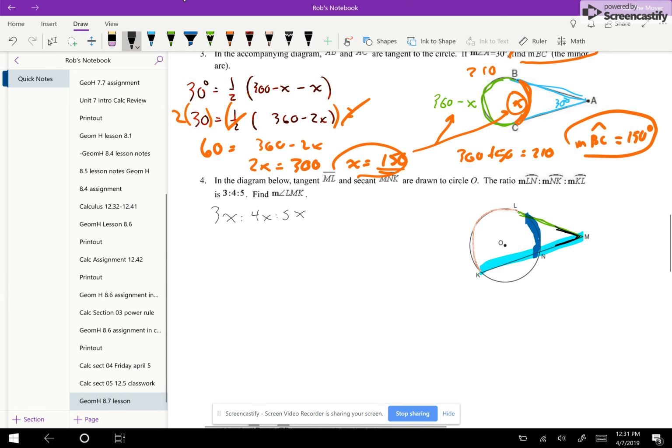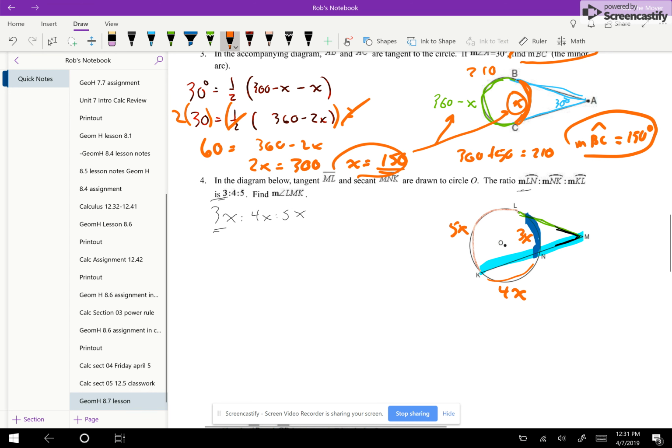LN then corresponds to the first number in the ratio, which is 3x. So I'm going to label that as 3x for arc LN. Then arc NK is got to be 4x, over here. And then the last arc KL, which is that pink one, is going to be 5x. And lo and behold, that's great because that gives us a formula since they make the complete circle, right? Okay, so if that gives you enough hint, if you were having trouble doing this one, press pause, see if you can finish it at that point.